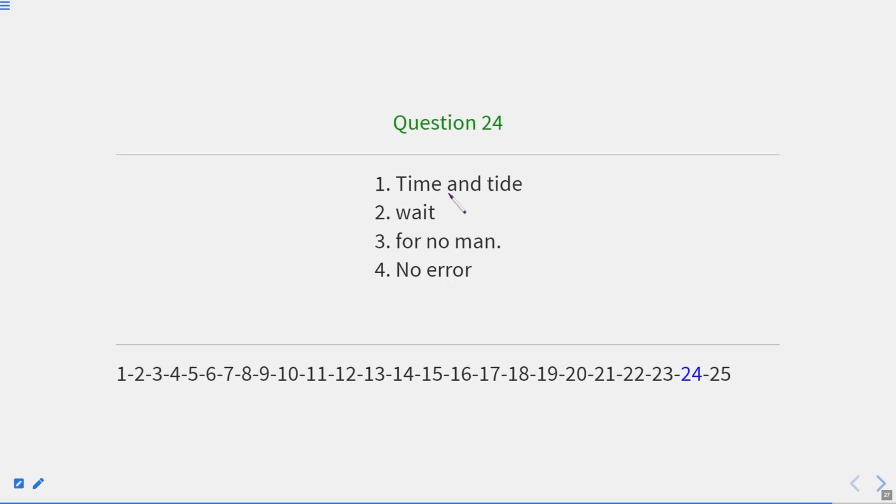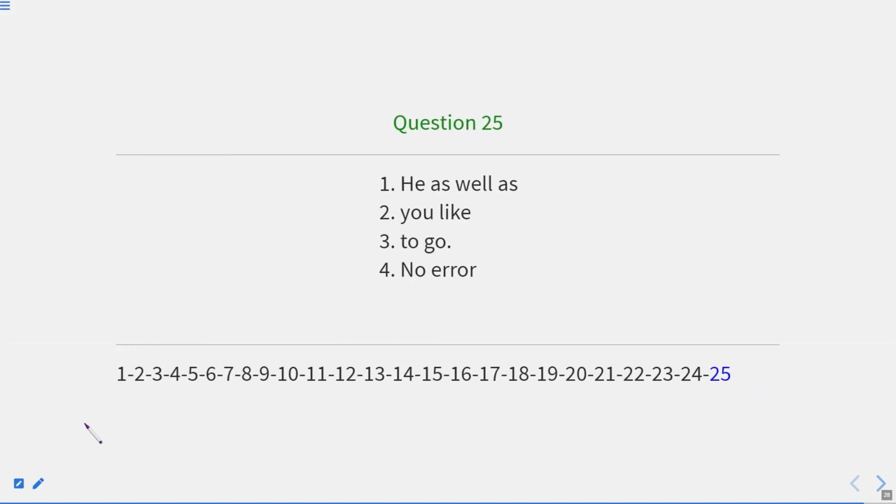Now let us move to the next one. This is question number 24. Time and tide wait for none or wait for no man. Now time and tide is actually a pair of words. Okay, and whenever we have a pair of words, we always write singular form of verb with it. So this wait should be replaced with waits. Okay, time and tide waits for none. So here the answer will be second.